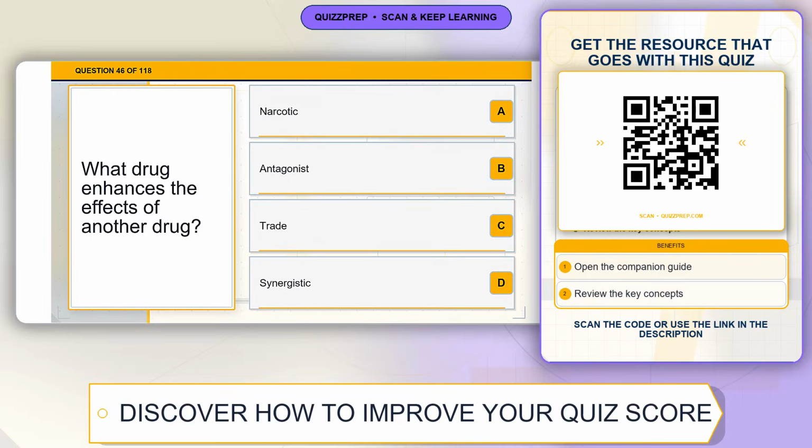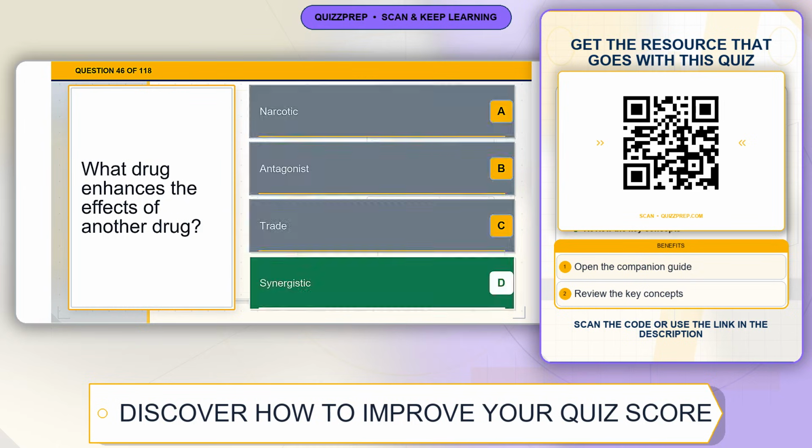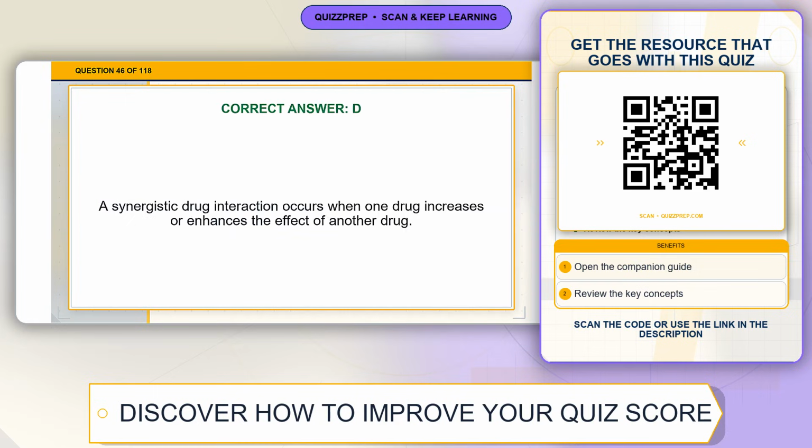Question 46. What drug enhances the effects of another drug? Option A, narcotic. Option B, antagonist. Option C, trade. Option D, synergistic. The correct answer is option D, synergistic. Explanation. A synergistic drug interaction occurs when one drug increases or enhances the effect of another drug.